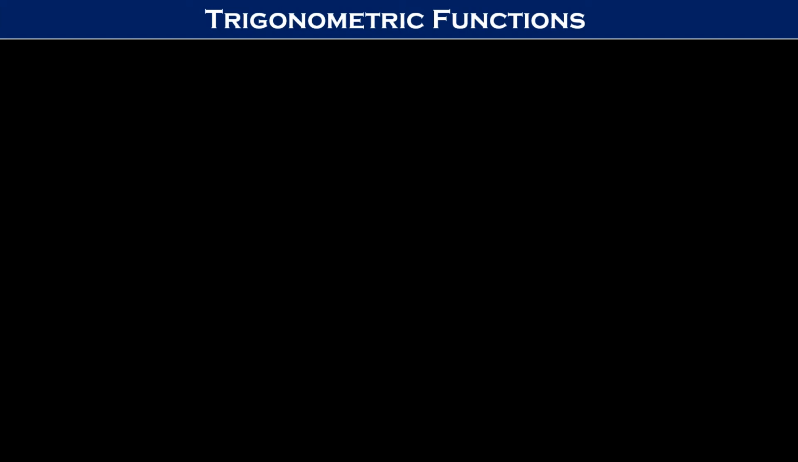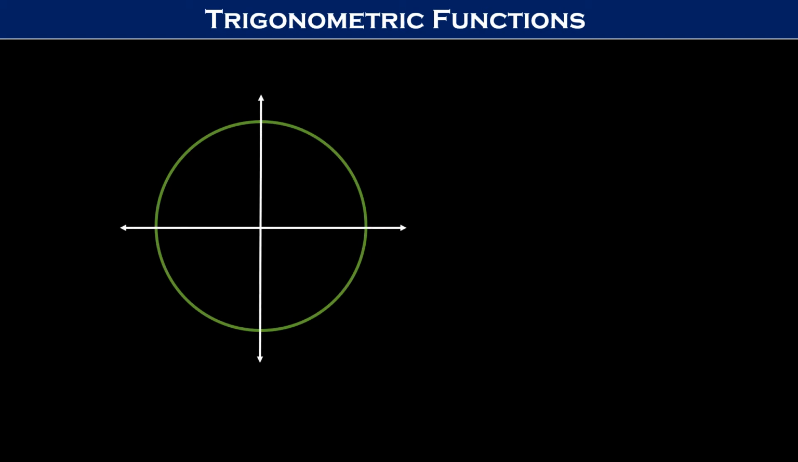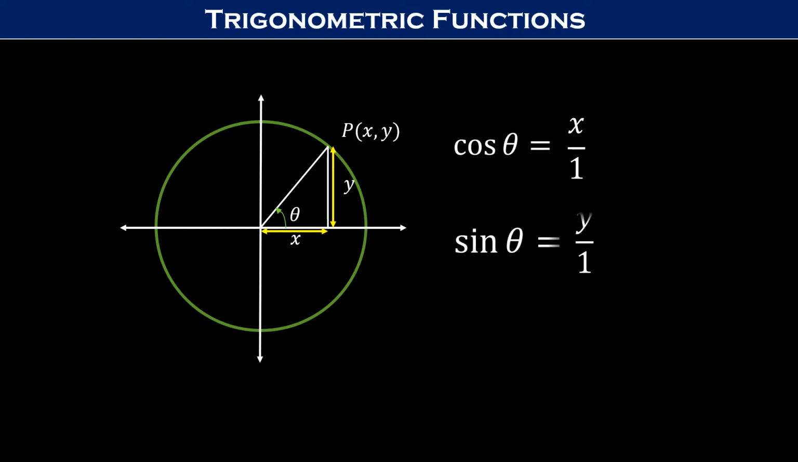Now we will see what is the meaning of a trigonometric function. For that we will take a unit circle. On that we will take a point P, which is a moving point with coordinates x and y. As we have seen, OP makes an angle theta with the x-axis, so we can say that cos theta is base upon hypotenuse, that is x upon 1, and sin theta is altitude upon hypotenuse, that is y upon 1. So we can say that cos theta is x and sin theta is y.